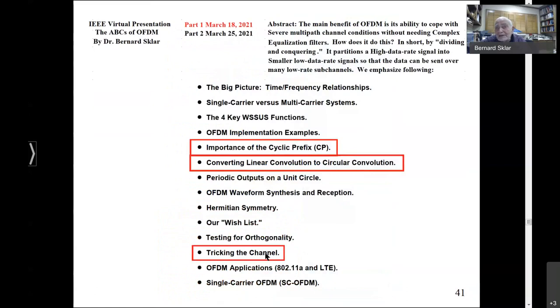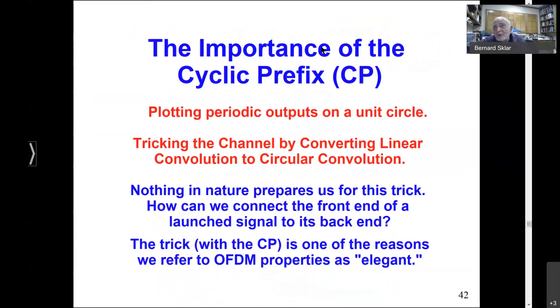Okay, now we're getting to trick the channel. This is the part that is the magic: the importance of the cyclic prefix. We're getting into the magic of this thing. Plotting periodic outputs of a unit circle, tricking the channel by converting linear convolution to circular. Nothing in nature prepares us for this trick.